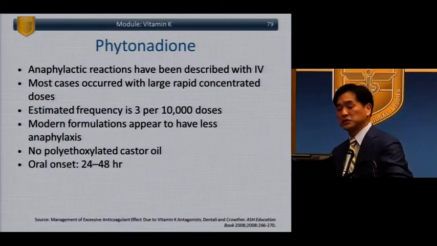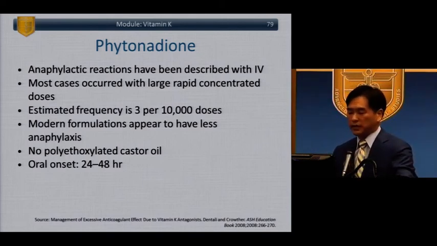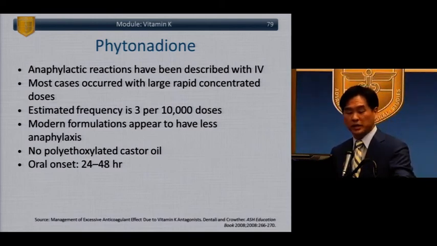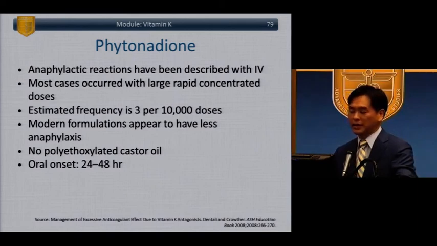Vitamin K is also known as phytonadione. Anaphylaxis has been its reputation. The reputation is well-deserved, but the incidence has been decreasing. And it may be because of the formulation of the vitamin K. It might be the carrier. Evidently, castor oil used to be part of the formulation. It's not anymore. Oral onset is minimum 24 hours.